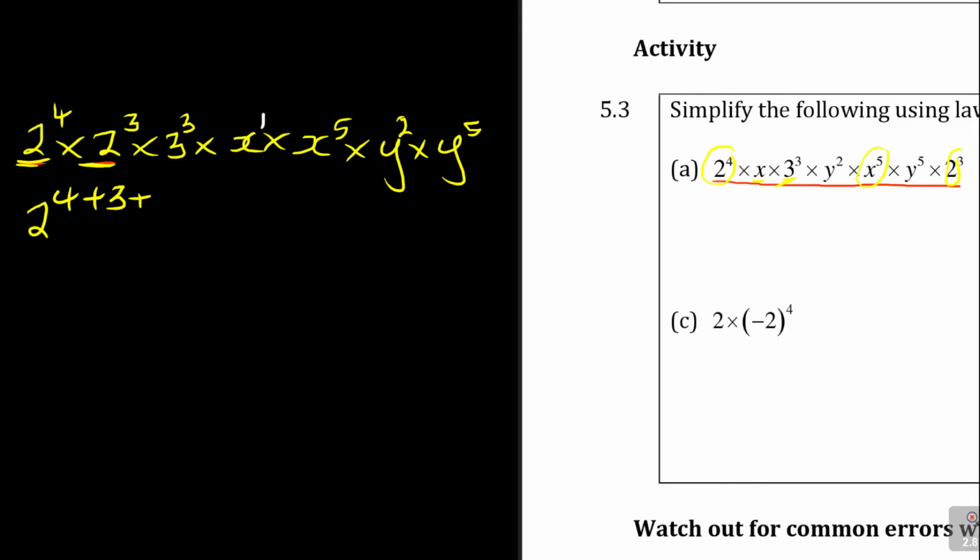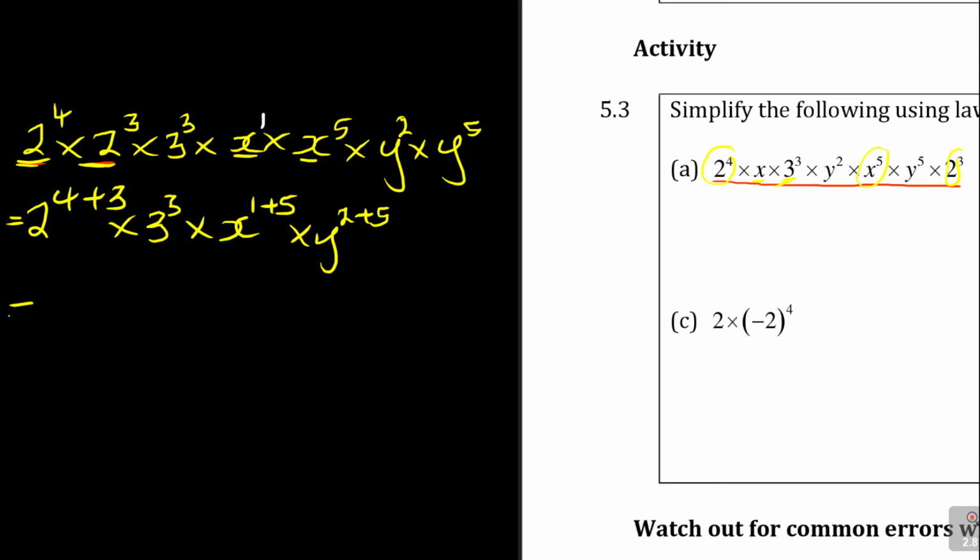So it won't change. I'll write it as times 3 to the power of 3. You leave it like that. Don't force it. And then times, focus on the x. It's x to the power 1 plus 5. Is it making sense? Times, now we are with y to the power 2 plus 5.